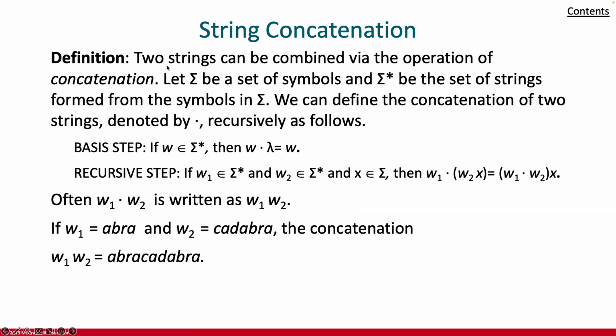And so two strings can be combined via the operation of concatenation. So let sigma be the set of elements and sigma star be the set of strings formed from the symbols in sigma. We can define the concatenation of two strings, denoted by dot, recursively as follows. You can walk through that here and see the syntax we're using and the result of what we can be doing. W1 dot W2, abracadabra, coming from abra and cadabra.